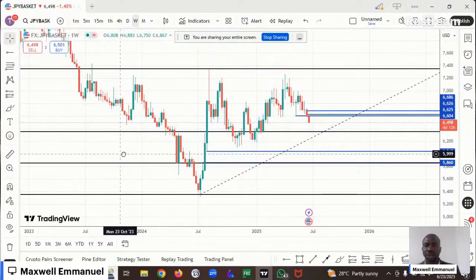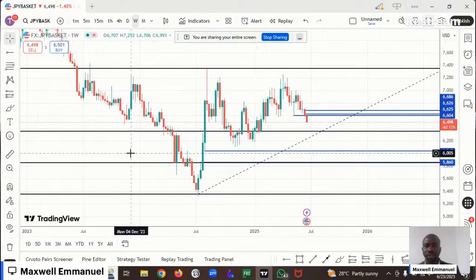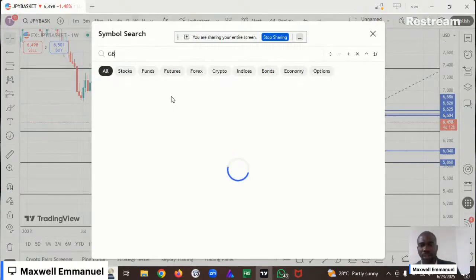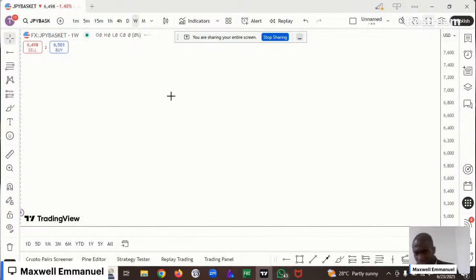So yen is bearish. Dollar is bullish at the moment. Let's look at currency pairs. GBP USD should be bearish.